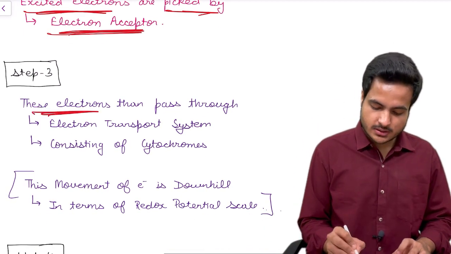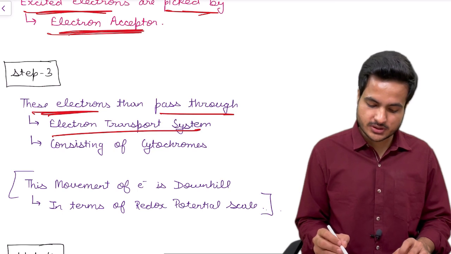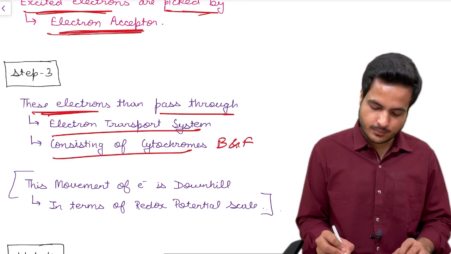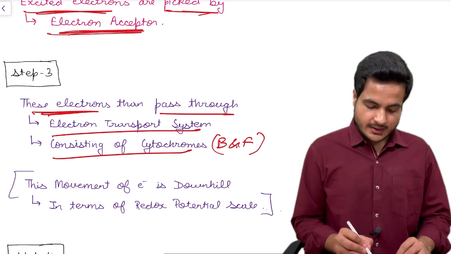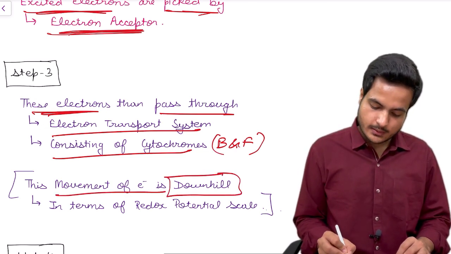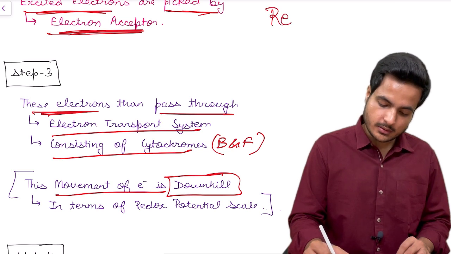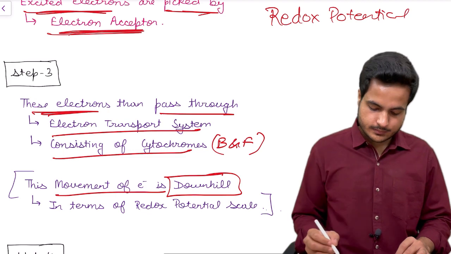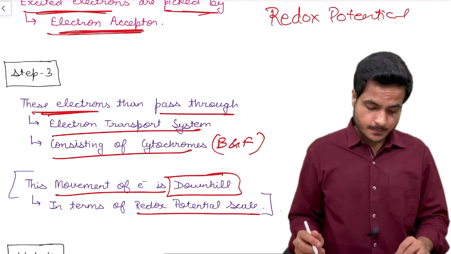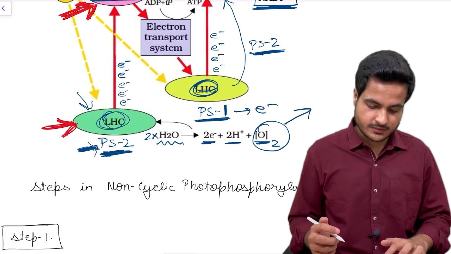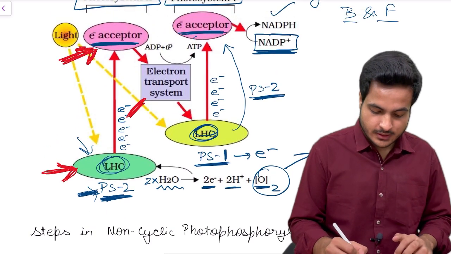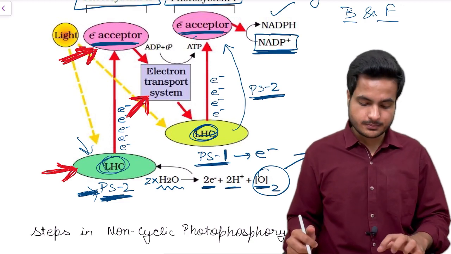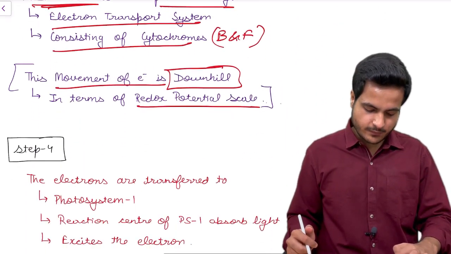These electrons now pass through the electron transport system consisting of cytochromes B and F particularly. And this is the movement of electrons downhill in terms of redox potential scale. So this is step 3 which I am marking right now. That is the movement of these electrons downhill through the electron transport system. Now let's talk about step 4.